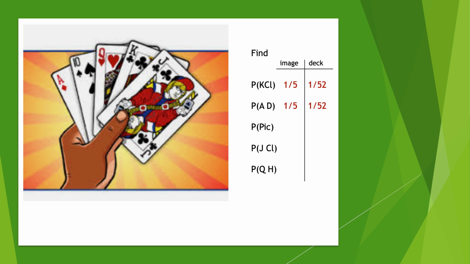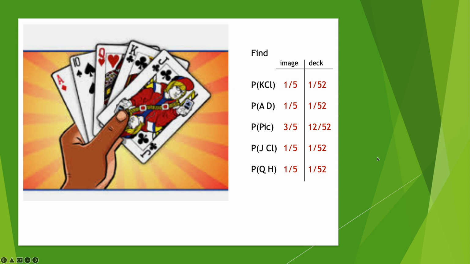Okay, so in this image, there are 3 out of 5 picture cards. Out of a deck, there are 4 jacks, 4 queens, and 4 kings, which are a total of 12 picture cards. What's the probability of picking a jack of clubs? Well, that would be 1 out of 5 in the image and 1 out of 52 in the deck. And what about the queen of hearts? 1 out of 5 in the image, 1 out of 52 in the deck.